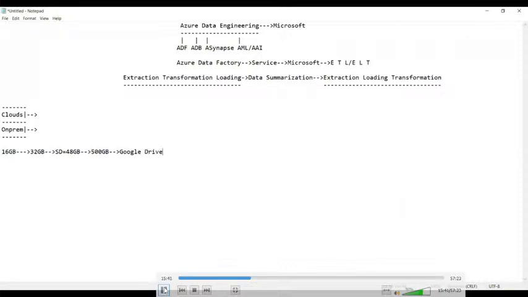Now in Google Drive, the default memory provided by Google is 15 GB, and whenever you want 500 GB of data stored on your Google Drive, we have to buy the drive. So I pay something and I buy it, and now I can store up to 500 GB of memory.